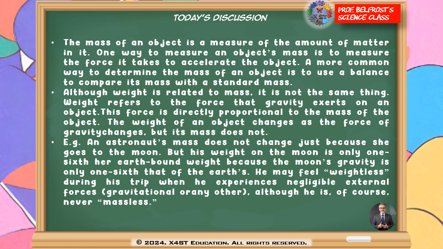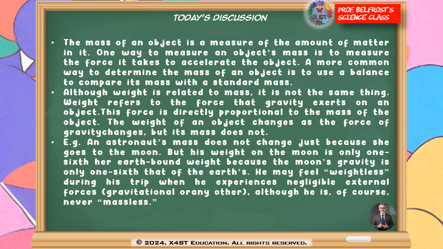Okay, so this force is directly proportional to the mass of the object. But the weight of an object varies as the gravity changes. It varies with position, but the mass will never change. For example, an astronaut's mass doesn't change because he is going to the moon. The body will be the same whether he's on the earth or on the moon. It will be the same.